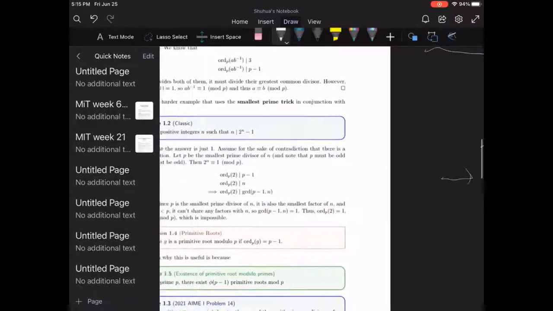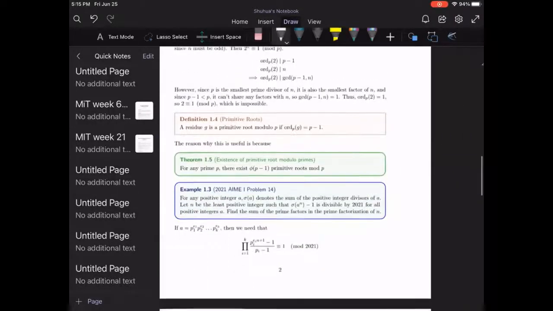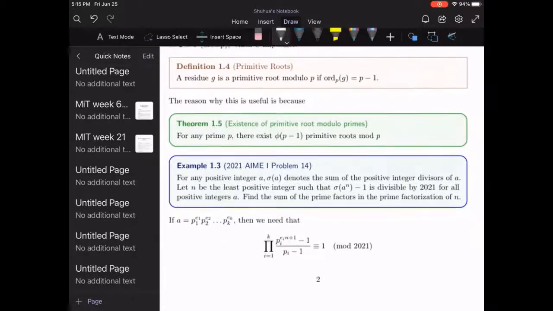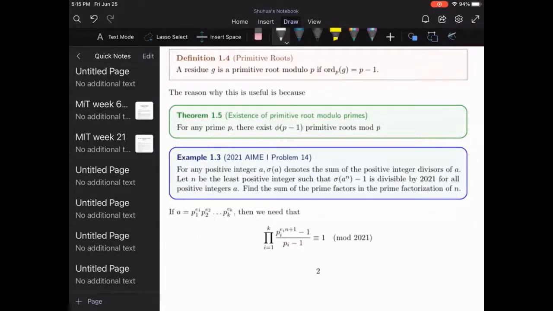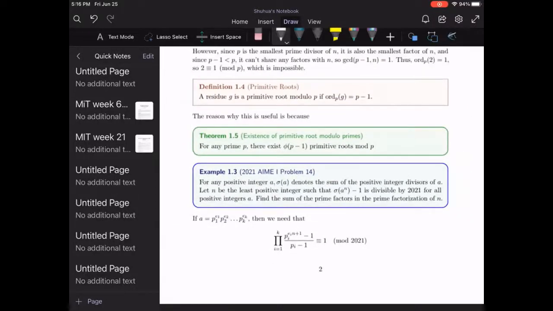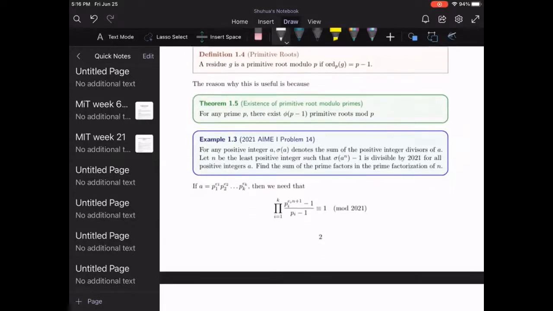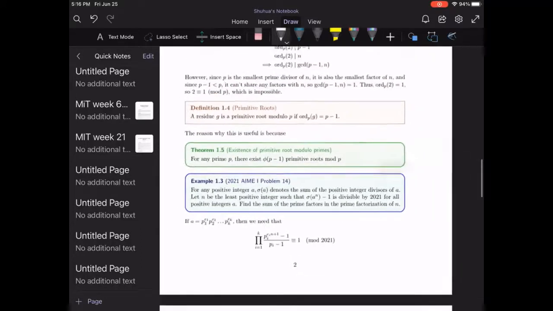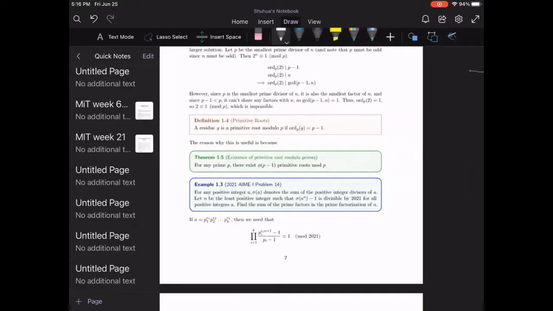Okay. Before we get to our next example, there's a bit more theory to know. About primitive roots: a residue g is called a primitive root modulo p if the order of g mod p is p minus 1. So, the largest possible order. And this is useful because we can guarantee that a lot of g's exist for each prime. In fact, there are phi of p minus 1 g's for each prime, but usually you won't need that many, you'll just need 1. And let's look at MAA's first nice number theory problem in a really long time.